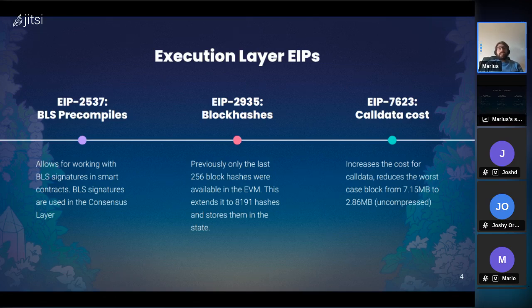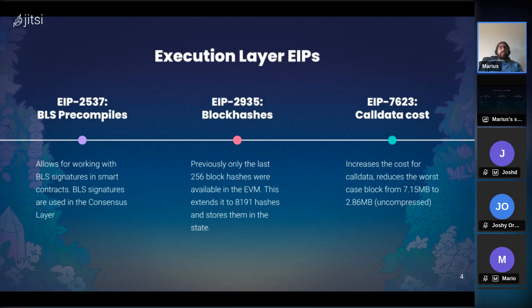And then we have EIP 7623, the call data cost. This EIP increases the cost for call data. So call data is the data that you are sending in your transaction to a smart contract.